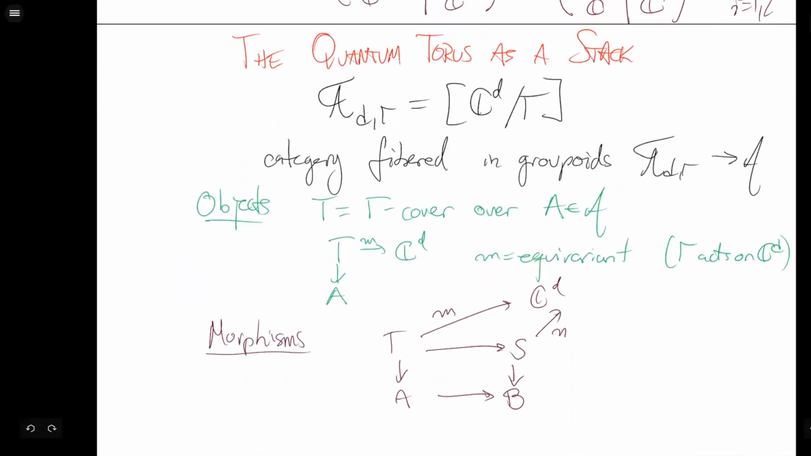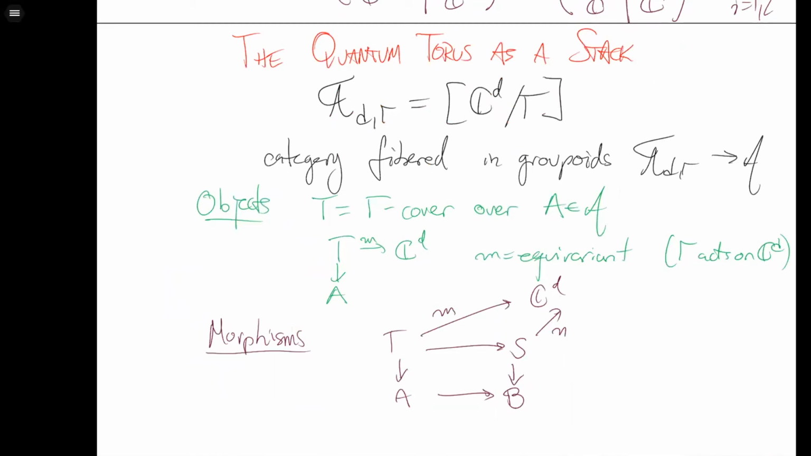Well, so let's see how the quantum torus looks as a stack in this language. So the quantum torus, here it is. Remember that there was a quantum lattice that produced a quantum torus. And what do I mean now by this symbol that I wrote in the introduction to this talk? Well, what I mean, it's a category fibered in groupoids over A. So what is an object of this category?